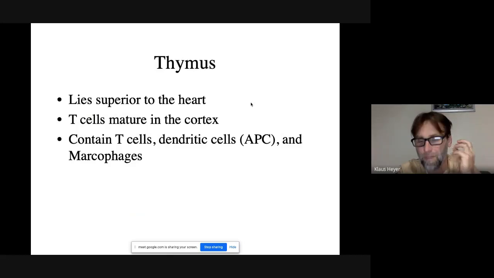Lymphocytes are made in the red bone marrow. Some of these lymphocytes are going to go to the thymus, and there they become T cells. Inside the thymus, you find different things. You find T cells, obviously, because that's where they're made. You find dendritic cells. We're going to get to that, not today, but these are called antigen presenting cells. So we'll talk about that. And macrophages, which are cells that eat other things, right? That's all part of your immune system, and we're going to get into that. So for now, that's what's in the thymus.